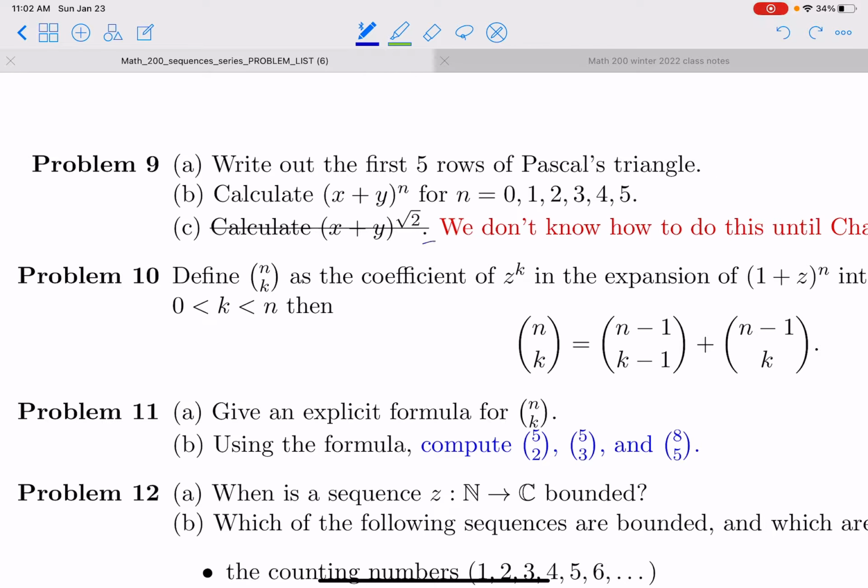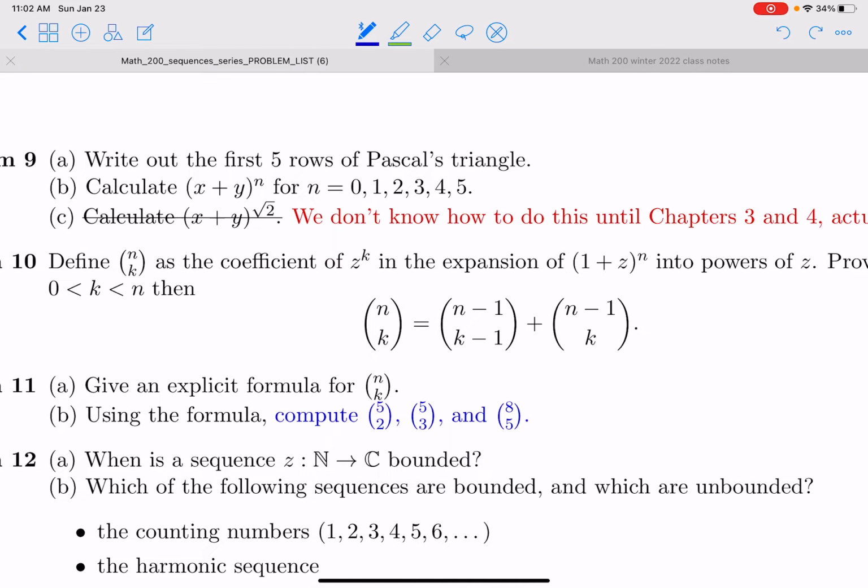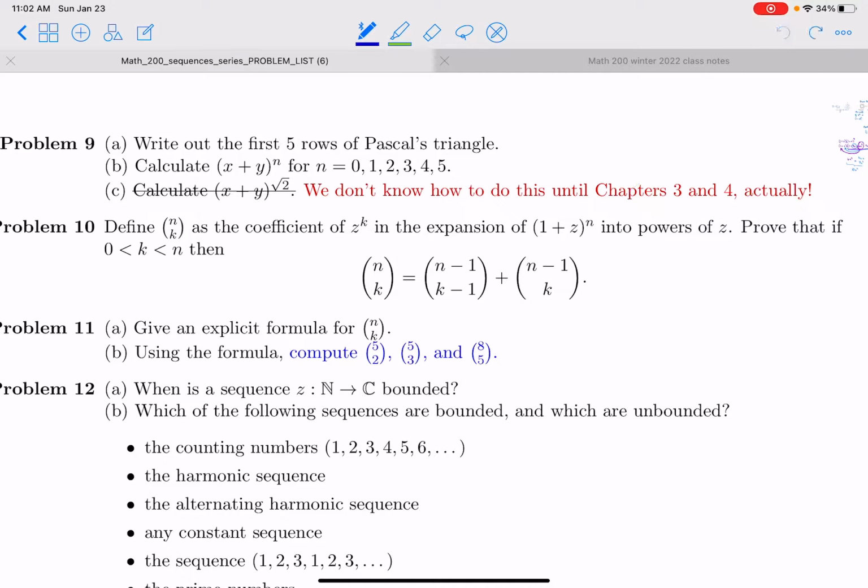For part C, I have canceled this problem. It is not possible until we learn power series, okay? Which will be what you use in your physics classes. That will be power series, but we're not there yet.